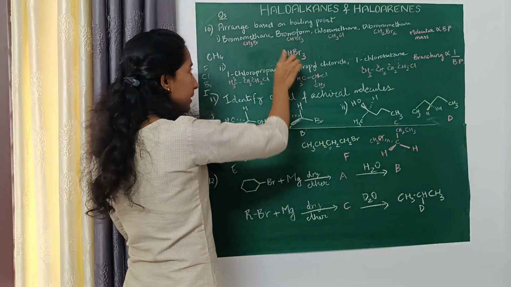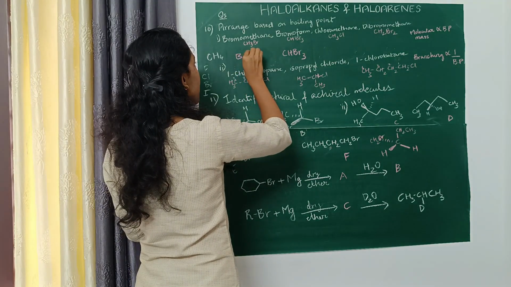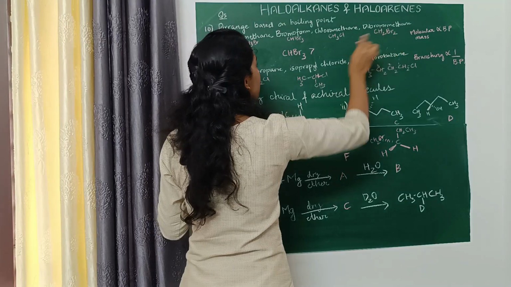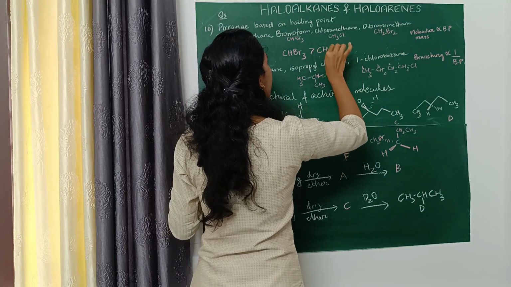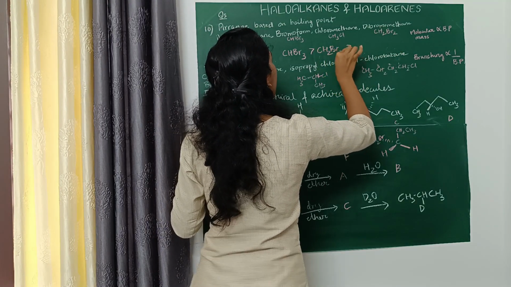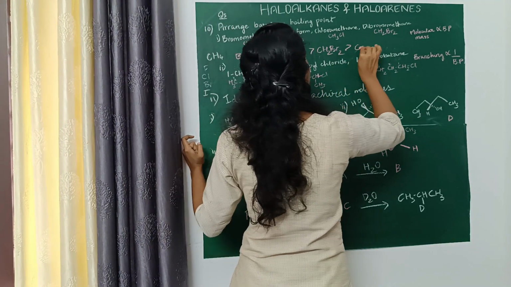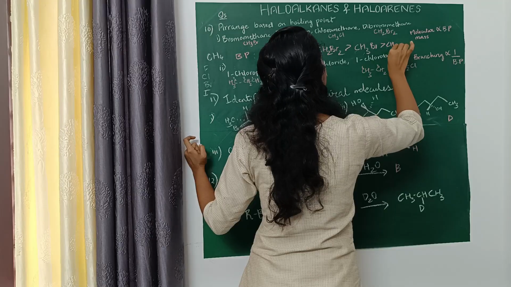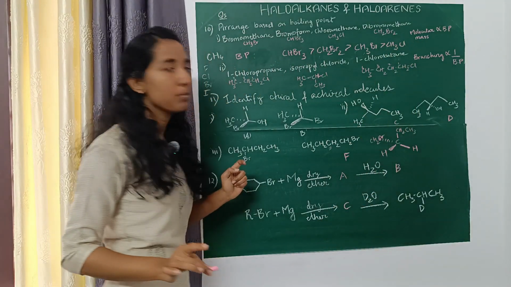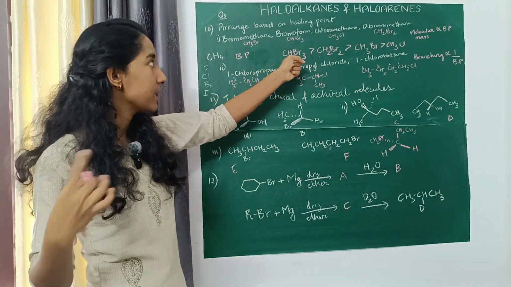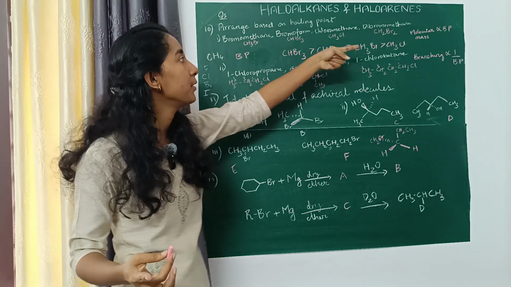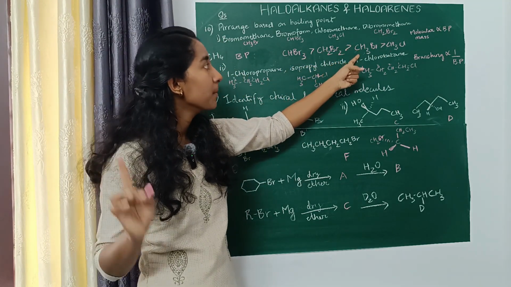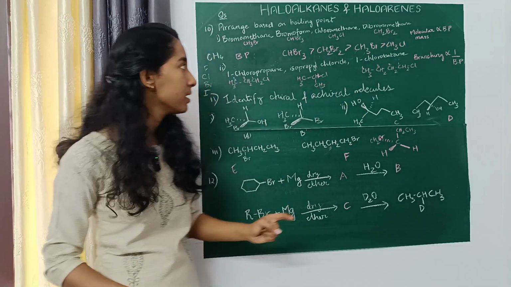First, this has the highest boiling point. Writing it based on boiling point: this, then 2 bromine atoms, CH2Br2, then 1 bromine atom, CH3Br, then CH3Cl. So this is the boiling point order: CHBr3 has the highest boiling point, then CH2Br2, CH3Br, CH3Cl. So bromoform, dibromomethane, bromomethane, chloromethane. This is the order.